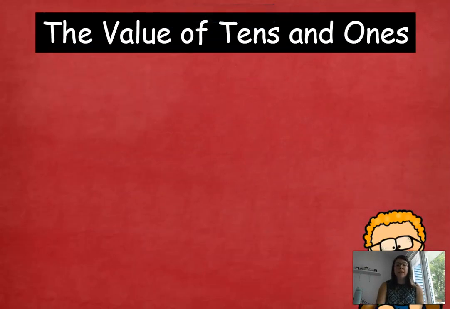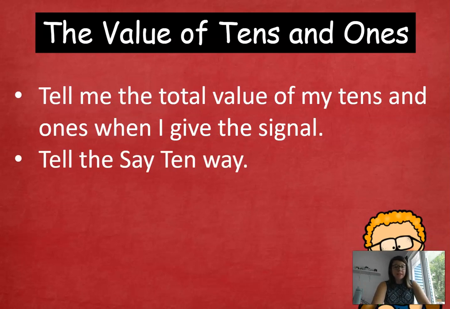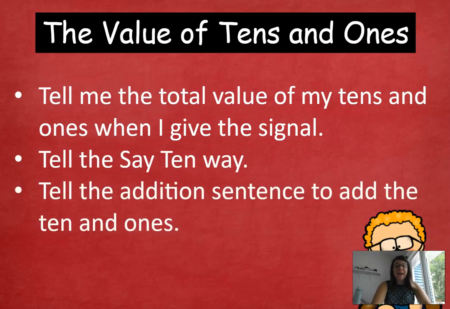For this first activity, get your paper out and your pencil or whatever you're writing with. I'm going to show you a two-digit number. What I want you to figure out is the value of the tens and the value of the ones. We're first going to say the number the say 10 way, and then I want you to write an addition sentence to tell me the tens and the ones. You don't have to write the say 10 way unless you want a little bit of a challenge. I want you to write the addition sentence.